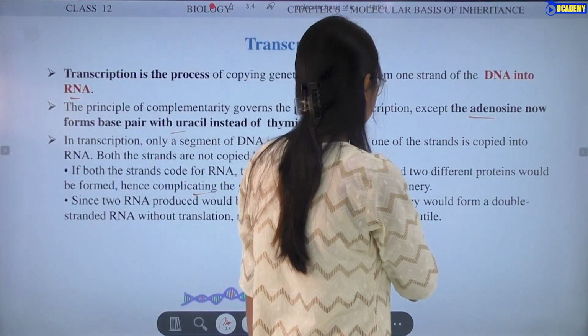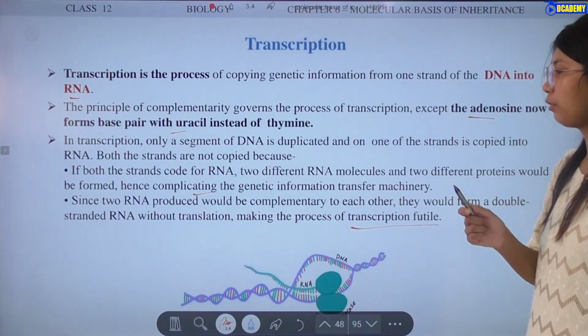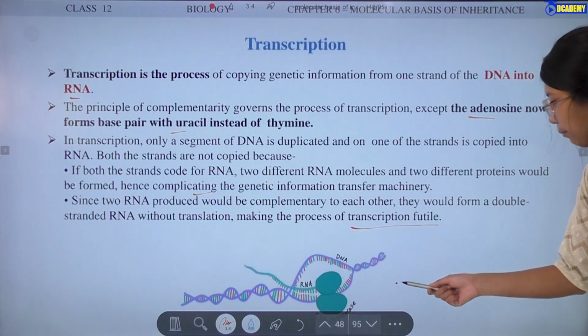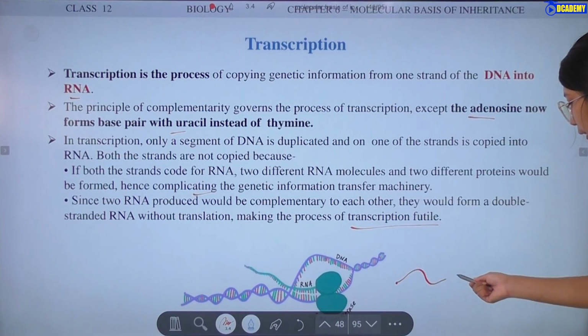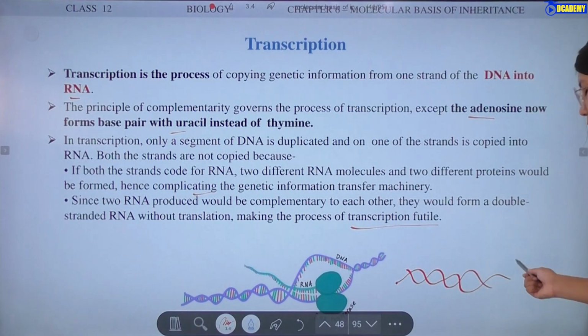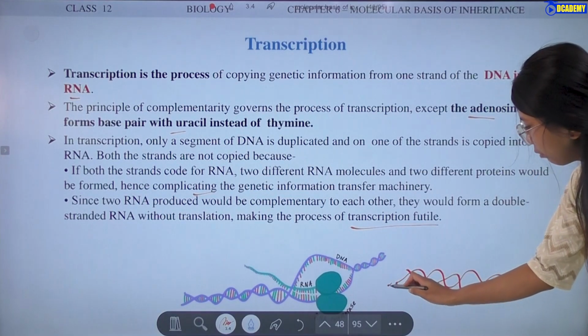making the process of transcription futile. The RNA is the same as the DNA strand used as the template, for example 5 prime to 3 prime, okay.